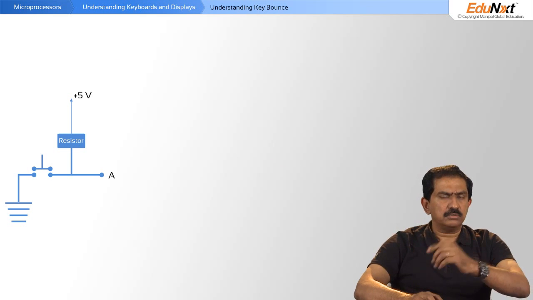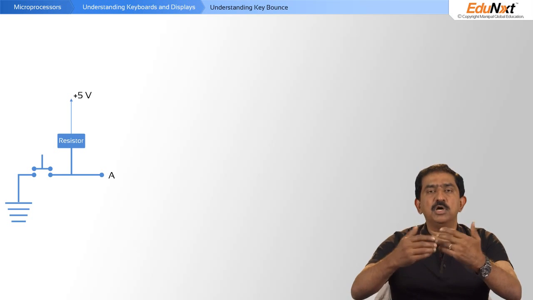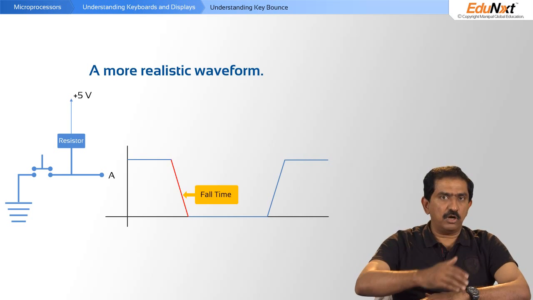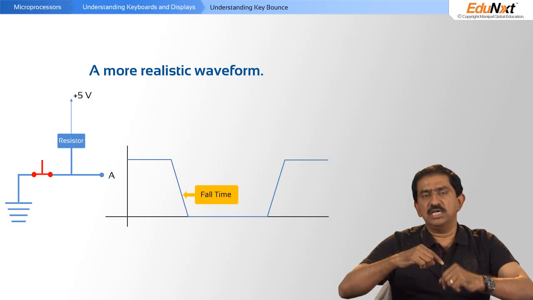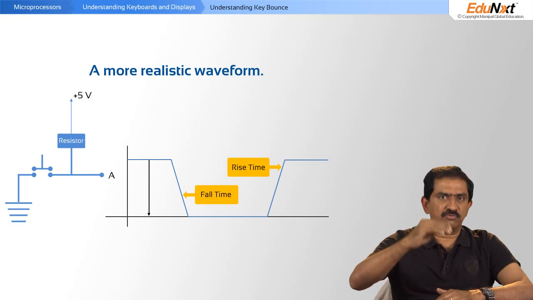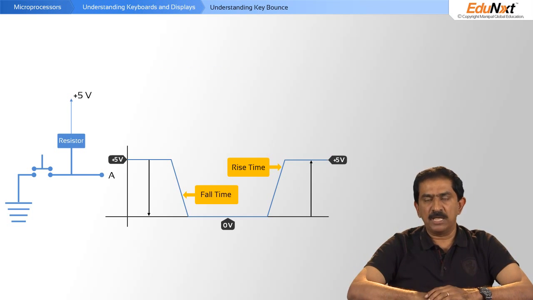Then you say, hey, you told us about rise time and fall time. Maybe that is more realistic. And indeed, you are right. This is a more realistic depiction of the scenario where you have a fall time whenever the switch is closed and a rise time when the switch is opened again, for the signal to drop from 5 volts to 0 and to rise from 0 volts to 5 volts.